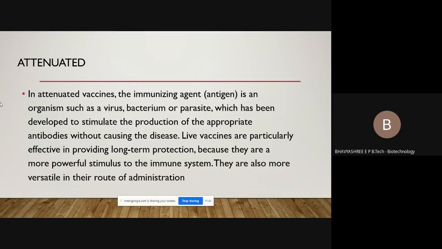Attenuated. In an attenuated vaccine, the immunizing agent is an organism such as a virus, bacterium, or parasite, which has been modified to stimulate the production of the appropriate antibodies without causing the disease. Live vaccines are particularly effective in providing long-term protection because they are more powerful stimulants to the immune system. They are also more versatile in the route of administration.